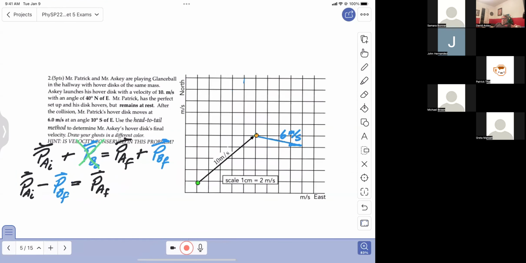I draw what it told me, and it said that Mr. Patrick, oh, okay, now this is the one that Ben looked at, and Ben did this. I think this was the third hour. Ben did this both component method. He went above and beyond. He went component method and head to tail.